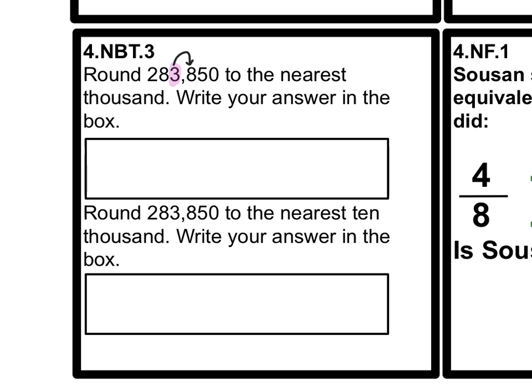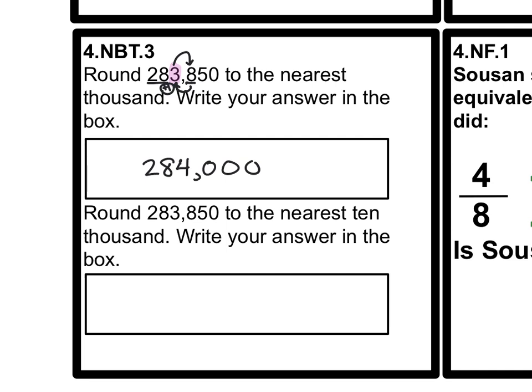This 8, if it's 5 or more, it's going to up the 3 score. And if it's 4 or less, it's going to let that 3 rest. So since the 8 is in that category of 5 or more, it's going to bump up this 3 to a 4. So when I rewrite my whole answer, I'm keeping the 2 and the 8 there, bumping up the 3 to that 4,000, and then keeping everything behind it zeros. So I'm rounding that number.